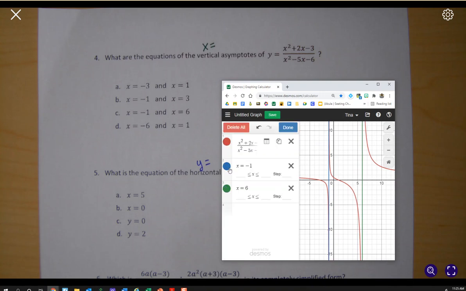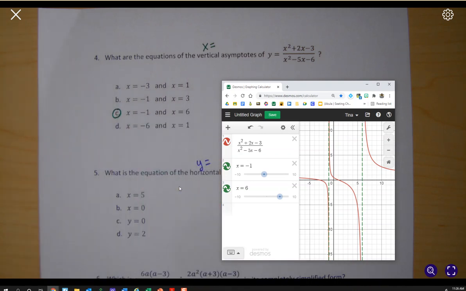Okay, let me just change the color of it. And then since they're imaginary lines, we like to graph them with a dotted line. So those are my vertical asymptotes, -1 and +6. -1 and +6, that is my answer.